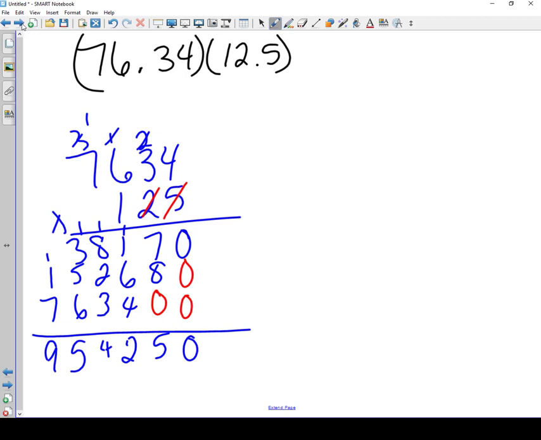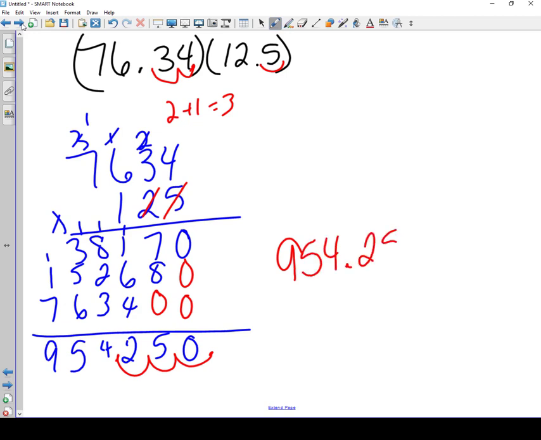So I have 954250. I need to count my decimal places. So start back up with the problem. I count 1, 2, so 2 here, and then 1 here. So 2 plus 1 is 3. So I start over here on the right side and I count 1, 2, and 3. So I have 954.250. So 954 and 250 thousandths. Final answer.